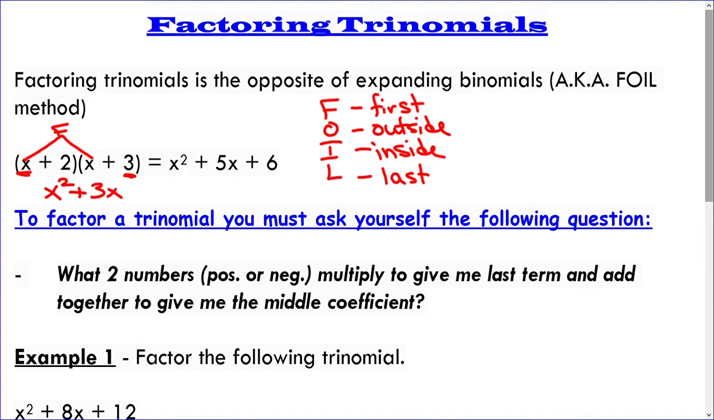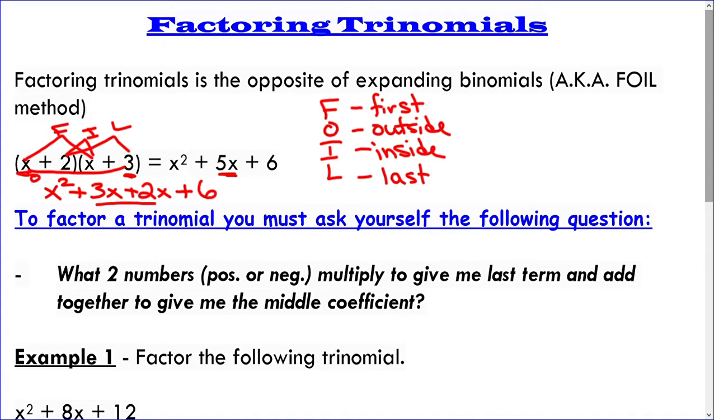And then I would take a look at my inside terms. My inside terms would be 2 times x, which is 2x. And then my last term would be 2 times 3, which would just give me plus 6. After that, you combine any like terms together. In this case, I have a 3x and a 2x that share the same variable, so I can combine them and get 5x. And so I'd have x squared plus 5x plus 6 being the expansion of these binomial terms.